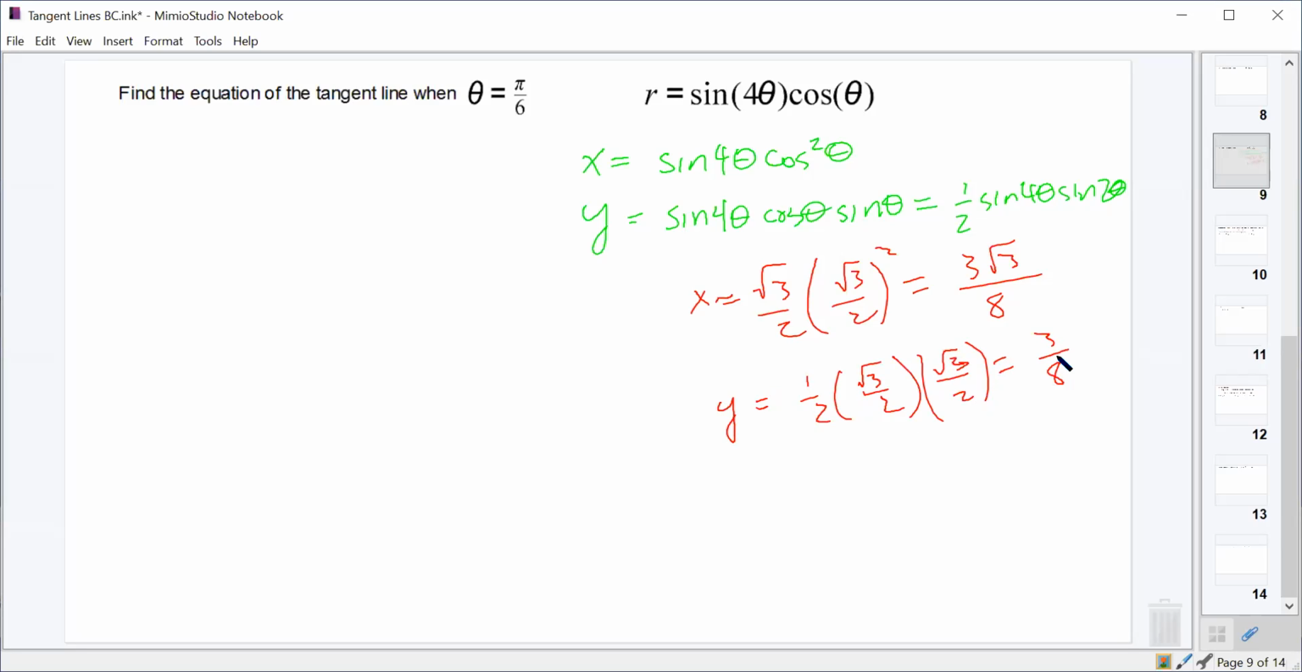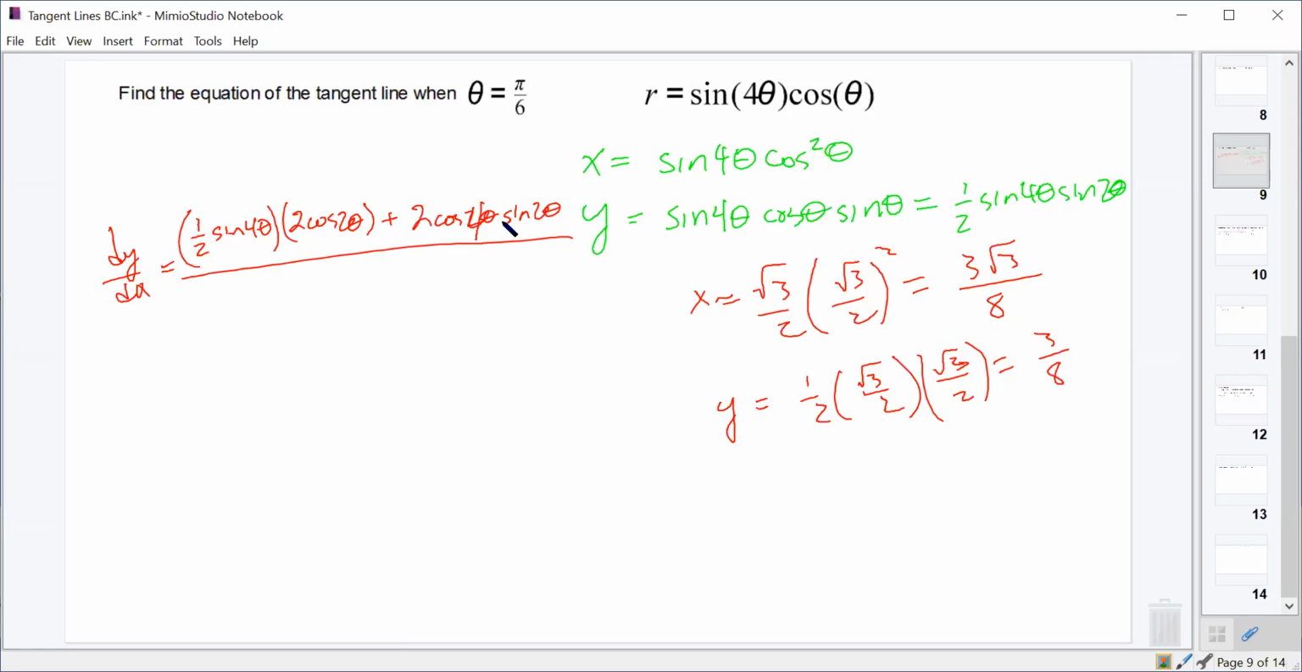And now we need to find a derivative. So dy d theta ought to be the derivative of this. So that'll be 1/2 sine 4 theta times 2 cosine 2 theta, plus 2 cosine 4 theta sine 2 theta. Isn't it 2 cosine 4 theta? 4 theta, yeah. Sorry, yeah, I realized that, and then yeah, 4 theta.